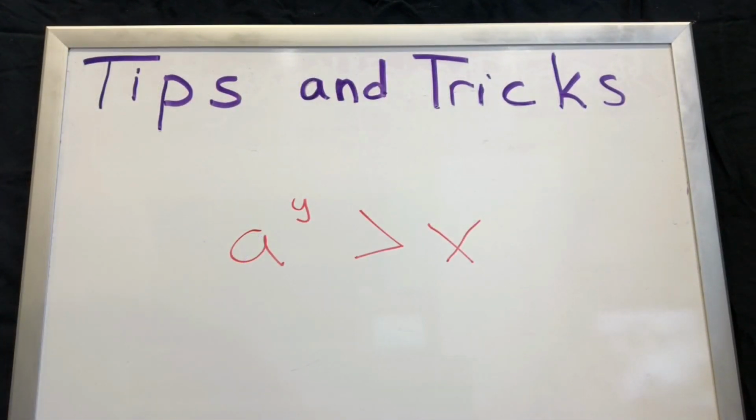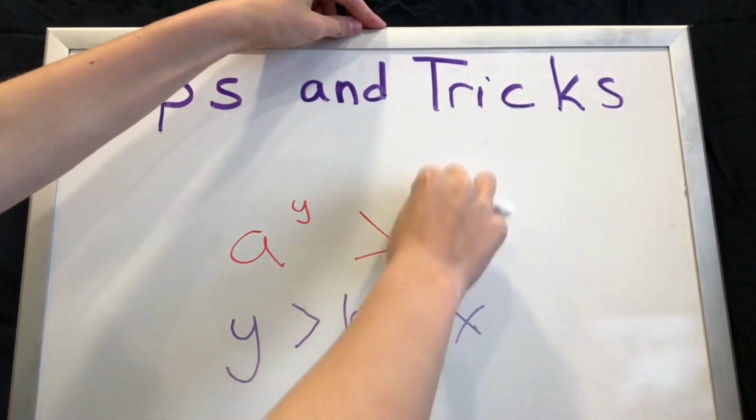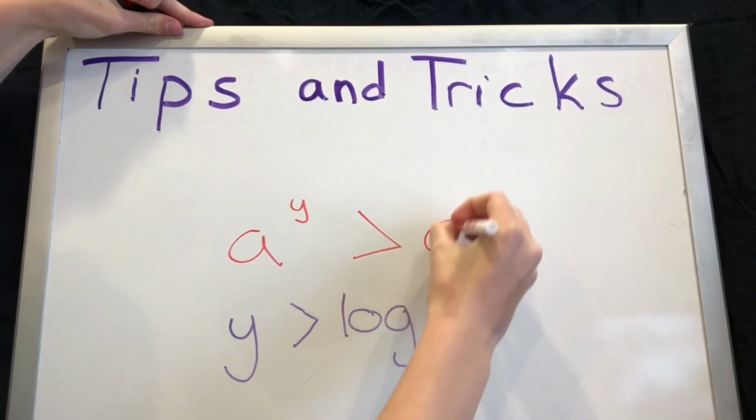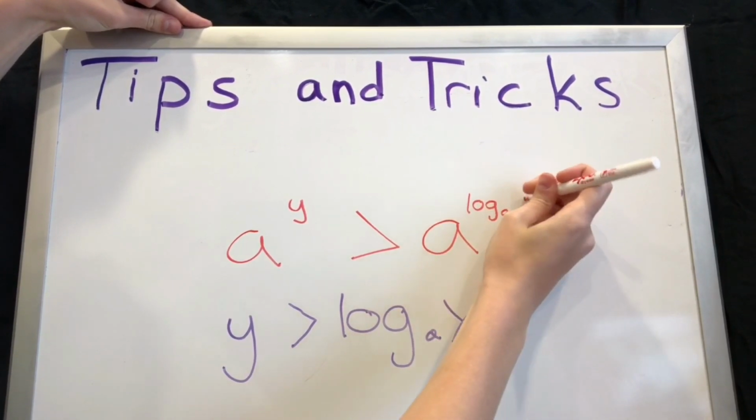Though you won't need it often, there will be one problem on the classwork where you're required to convert an exponential form like this, a to the y is greater than x, to logarithmic form. This means that y is greater than log base a of x. This is because x is actually equal to a to the log base a of x.